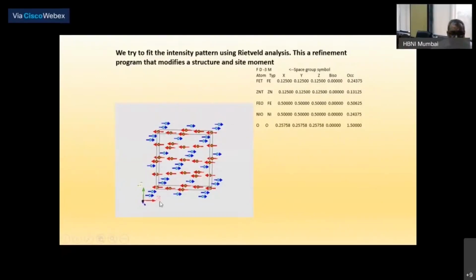You can see this gives the crystallographic structure, but neutrons also give me, this is unpolarized neutron data, the site moments. Now, neutron is possibly the only tool which can give you microscopic site moments of a magnetic system. So any magnetic order can be pinned down using magnetic neutron diffraction.